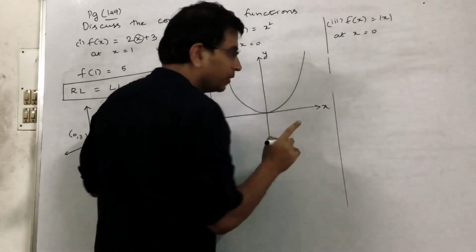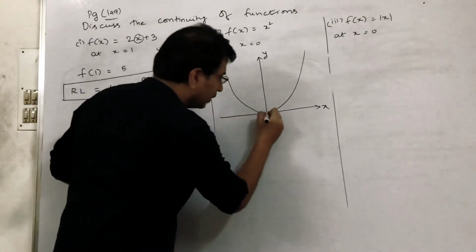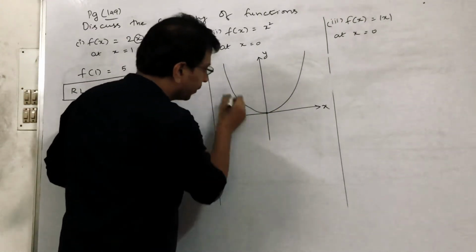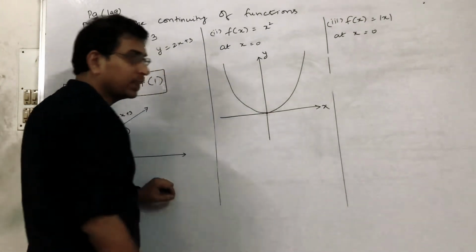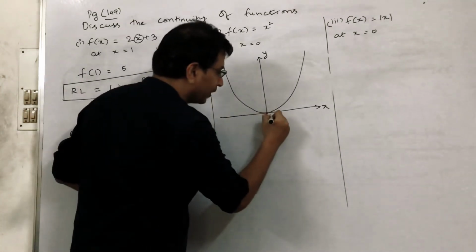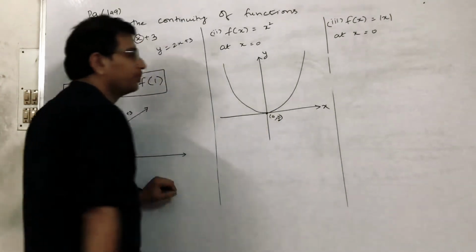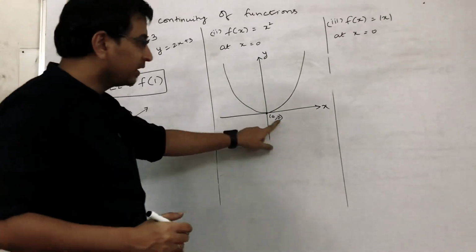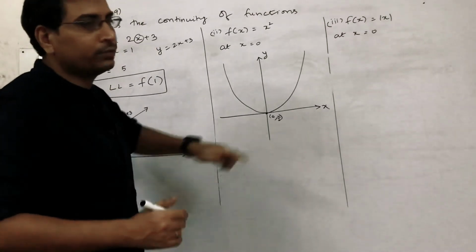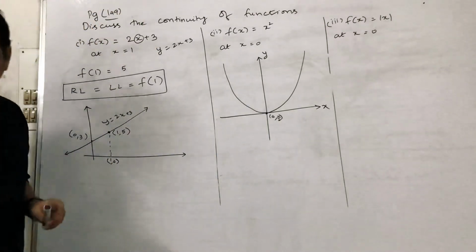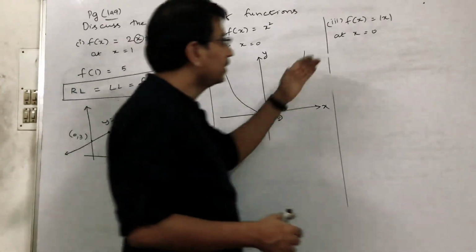And in this question you are asked to find the continuity of the function at this point. If you observe, whether you approach from the left hand side or the right hand side, the function value is tending to 0. So that is why we got the left limit as 0, right limit as 0 and the function value as 0.